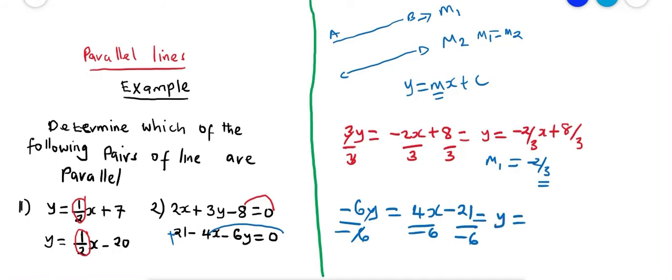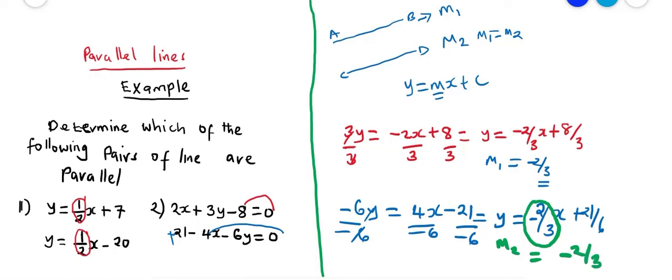Simplifying that, negative 2 over 3 x, then plus 21 over 6. Okay, so finally what we are going to have is a new gradient here also. The gradient of the second equation is also negative 2 over 3. Let's call it m2. That's also negative 2 over 3.